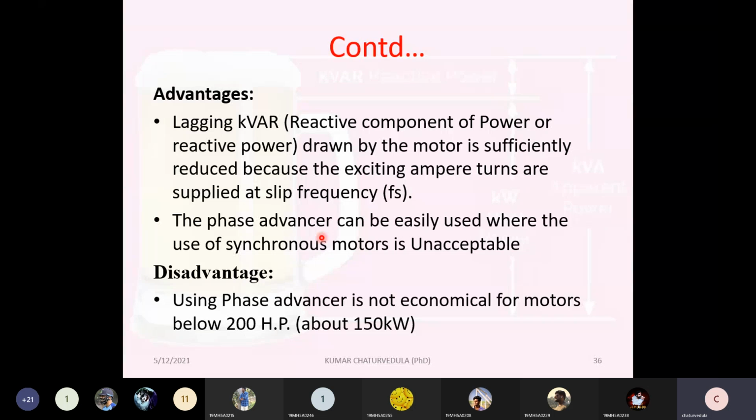That is why that parameter comes into the picture. Use of a phase advancer is uneconomical if you apply it for motors less than 150 kilowatt. So you should always check that condition.